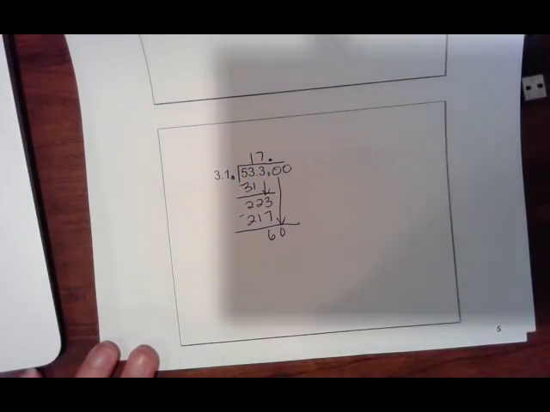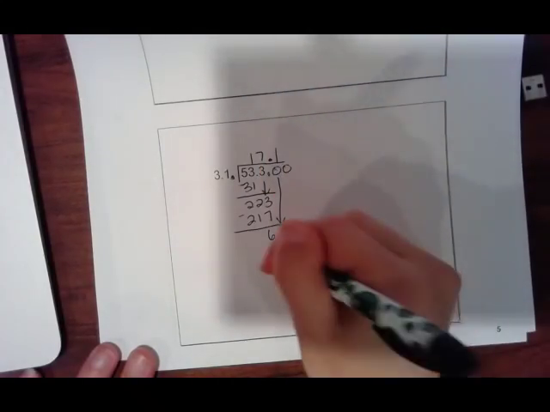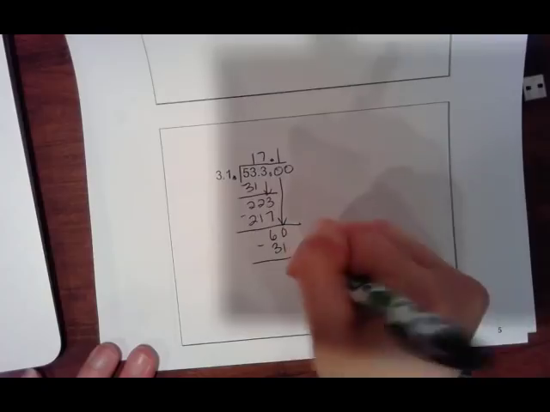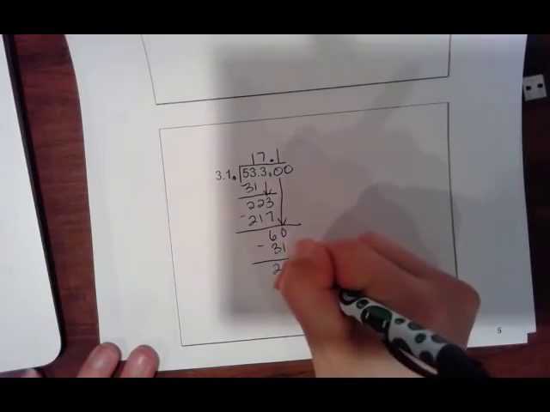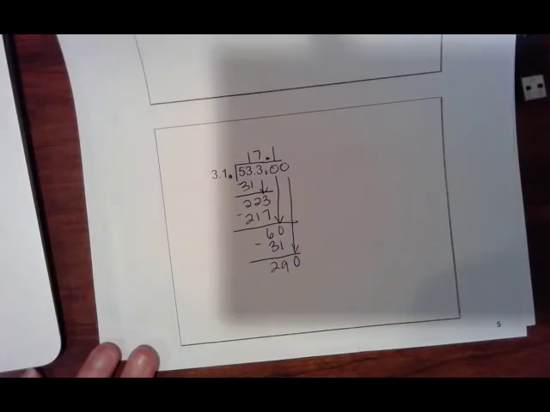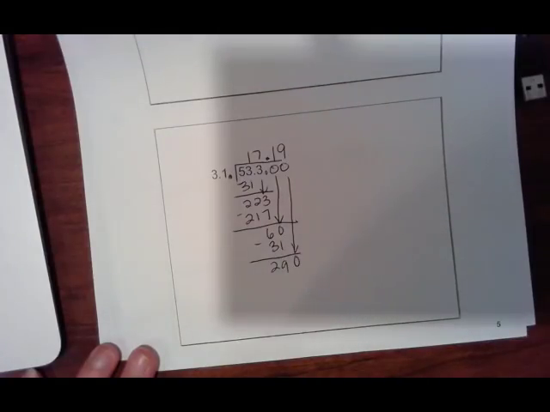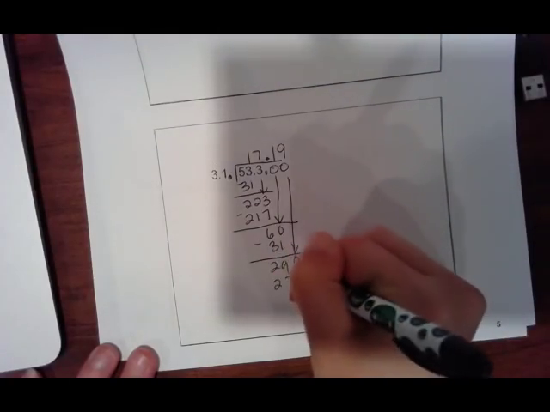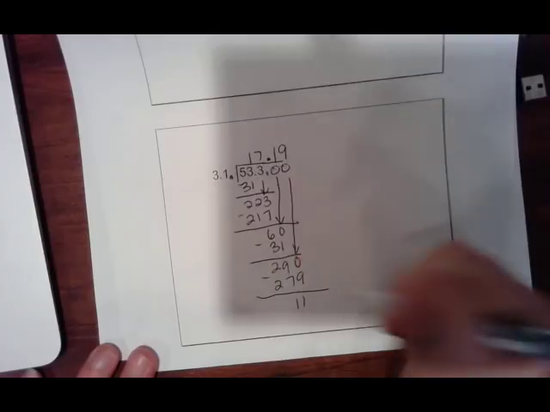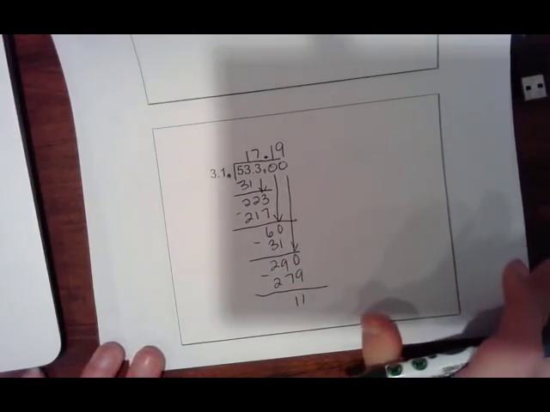Bring it down and bring it on back. 31 can go into 60 only one time. 1 times 31 is 31. Subtract, and we get 29. Bring it down and bring it on back. 290 divided by 31, that can go in 9 times. 9 times 31 is 279. Subtract, and you get 11. I could keep going, but I'm going to stop here at 17 and 19/100ths.